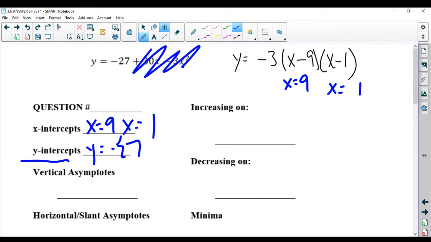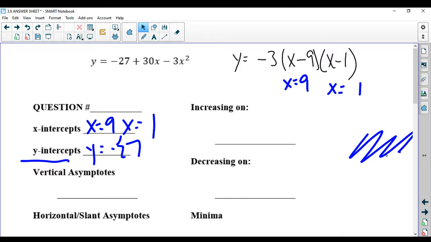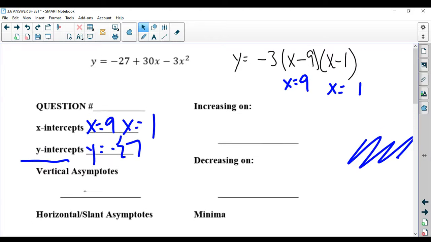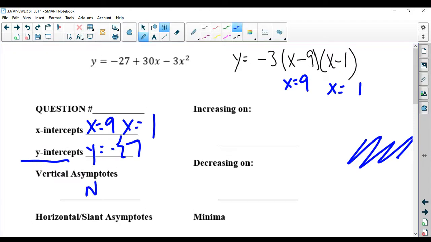Vertical asymptotes, because it's a polynomial function, there is no denominator, so there is none. And horizontal asymptotes, same thing. Polynomial function, there's no denominator, so there is none.